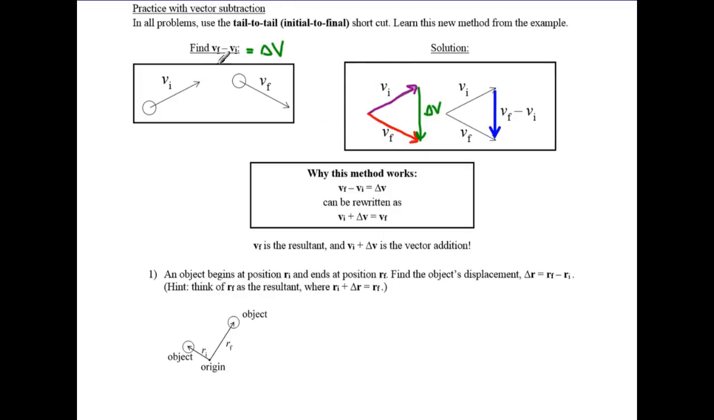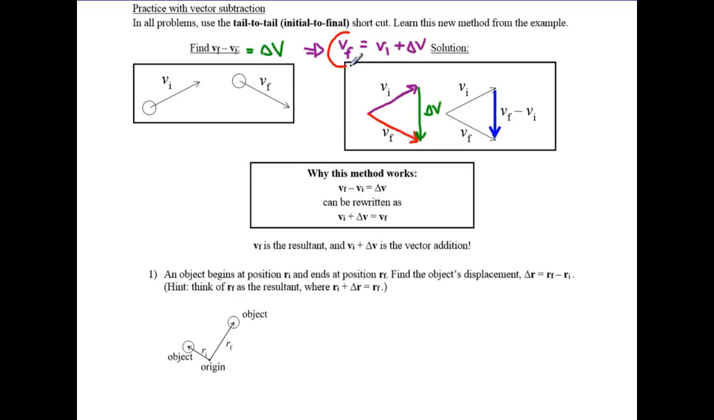Instead of thinking about the vector subtraction, I want you to rearrange this equation so that you're looking at a vector addition. How do we make this an addition? Add VI to both sides. And then it shows VF is VI plus delta V. So VI and delta V, those are the ones being added. Those are the ones we add tip to tail. So you draw your green, you draw delta V, so it connects tip to tail with VI.